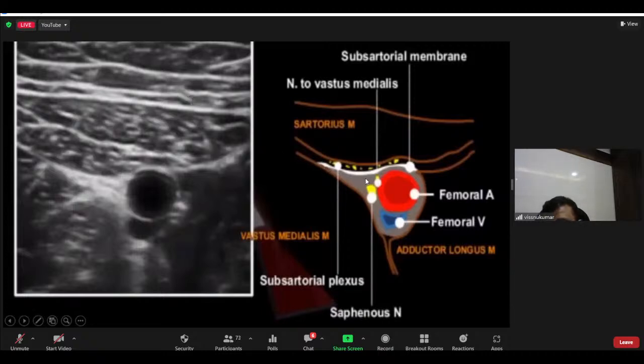It should pierce the vasoadductor membrane and deposit the drug here, lateral to the artery, so that these two nerves will be blocked. The subsartorial plexus that is present below this, the local anesthetic is slowly going to diffuse through this membrane, and it is going to block the obturator and the saphenous branches of the knee joint. So this is the pertinent anatomy of the adductor canal block.